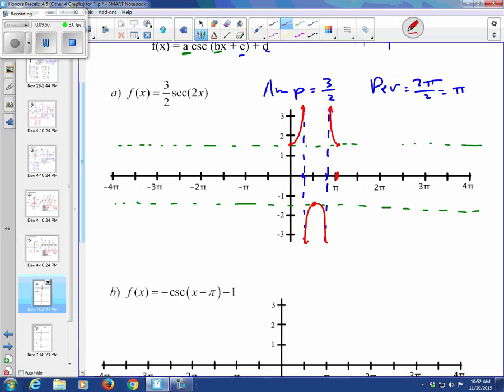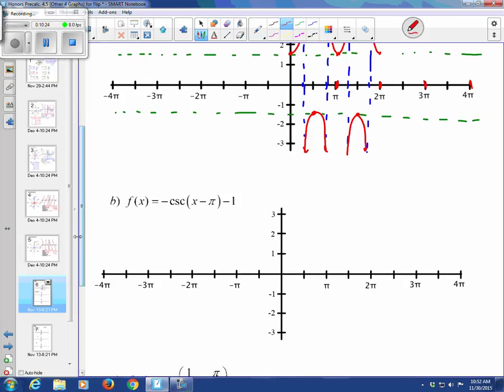Now I could graph another period pretty quickly, right? I know that my quarters are going to be vertical asymptotes, and then I know that I'm starting at that min, going up to that vertical asymptote. Then I've got the max halfway, and then I hit that min at the end of my period again, right? And we could just continue on graphing periods of our 3 halves secant 2x in this same way, just marking off intervals of pi and drawing the period in those intervals.